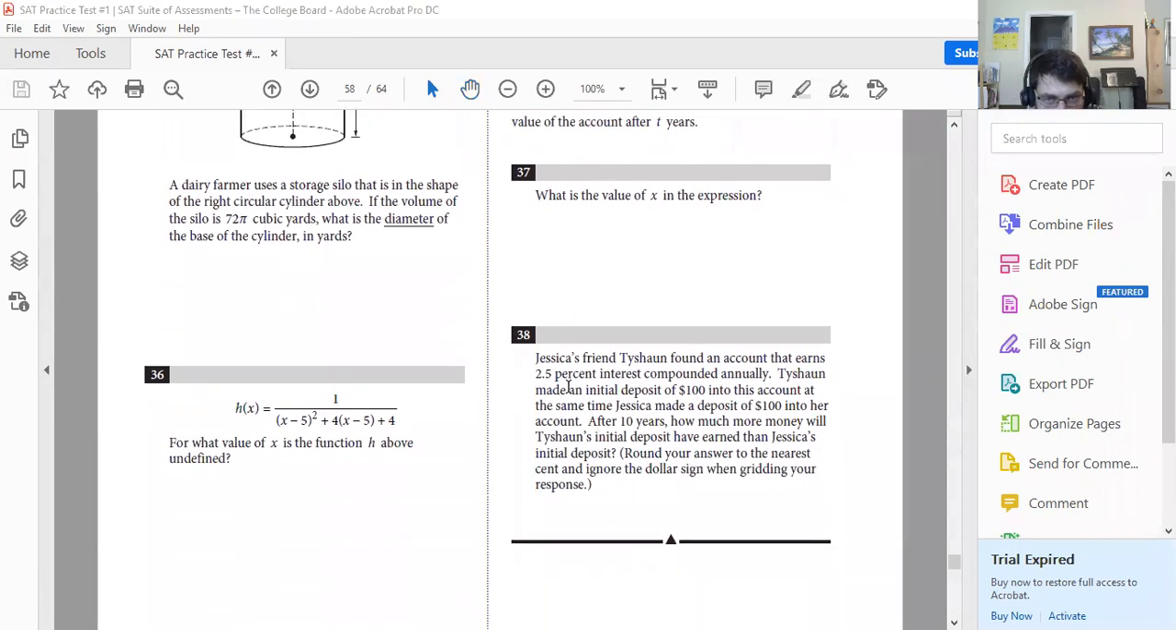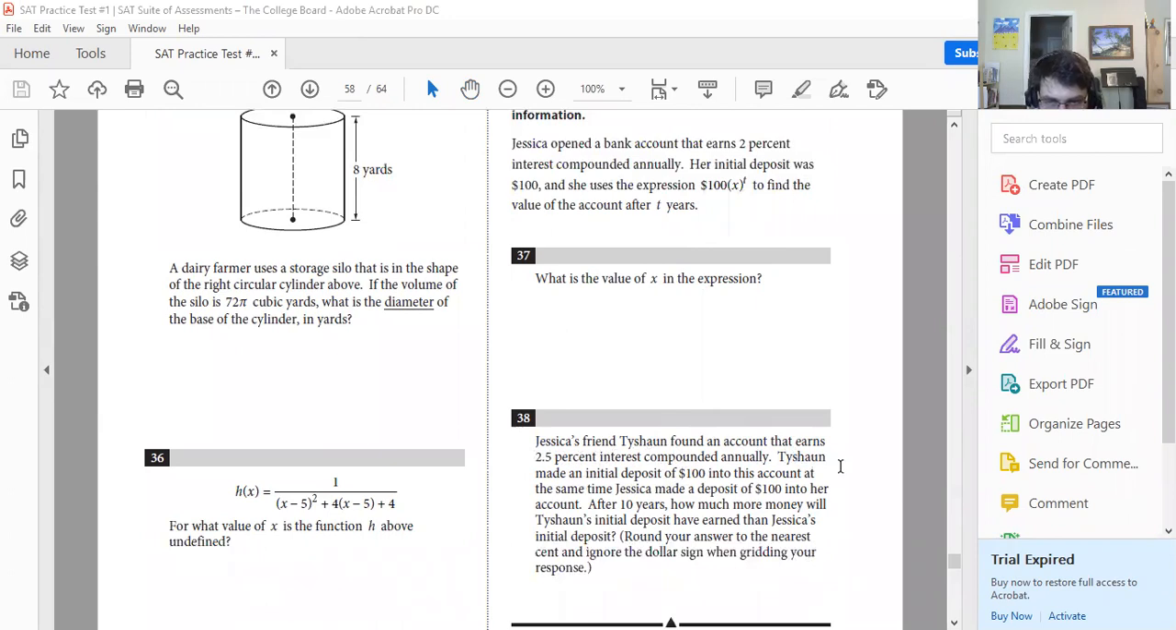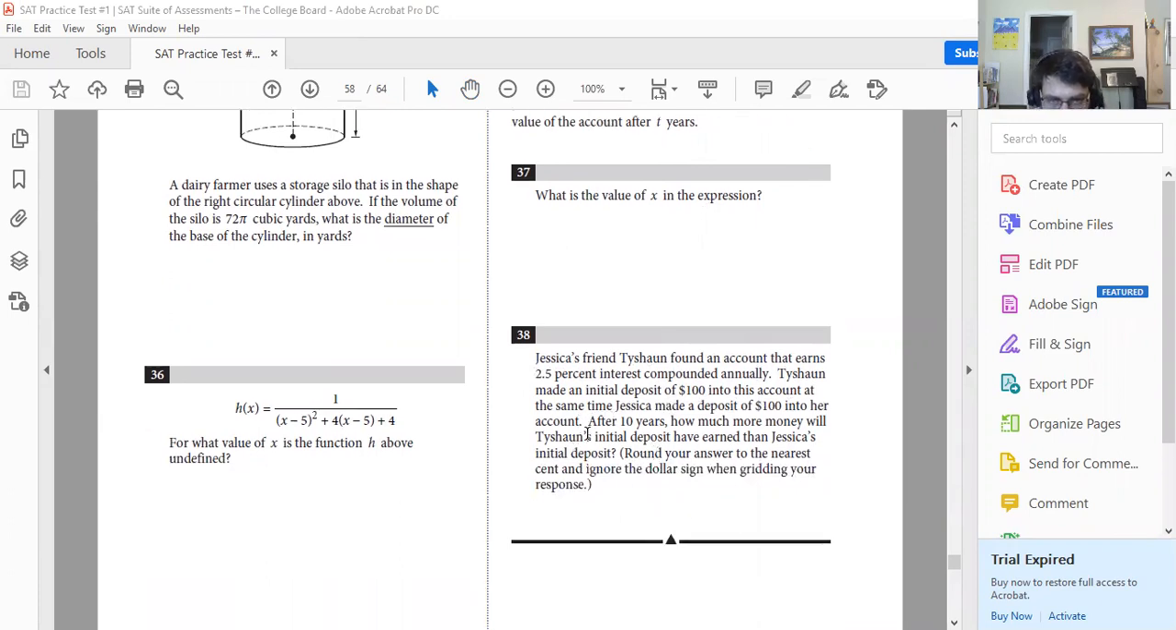Last one. Jessica's friend Tyshawn found an account that earns 2.5% interest compounded annually. Tyshawn made an initial deposit of $100, just like Jessica, at the same time Jessica made her deposit of $100 into her account. After 10 years, how much more money will Tyshawn's initial deposit have earned than Jessica's initial deposit? Round your answer to the nearest cent and ignore the dollar sign.